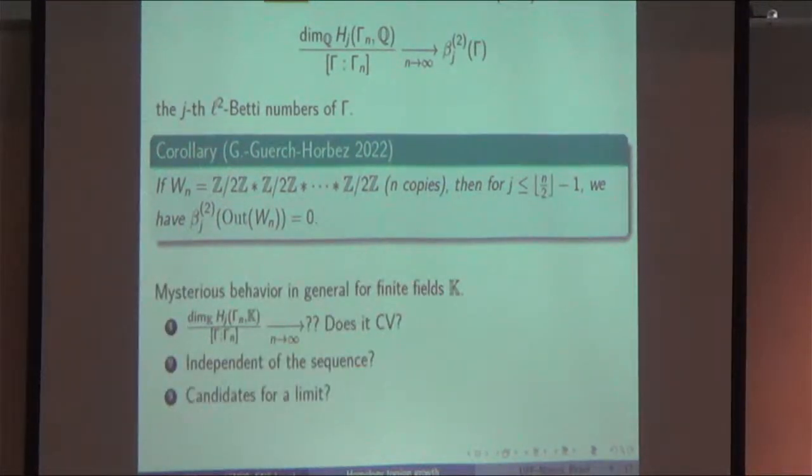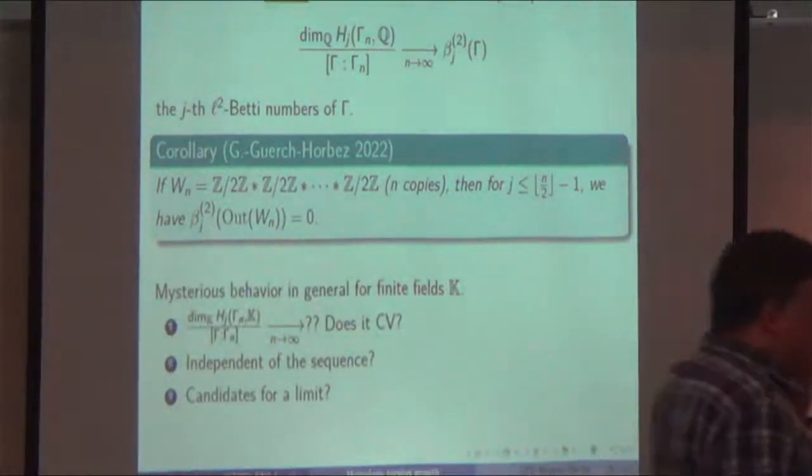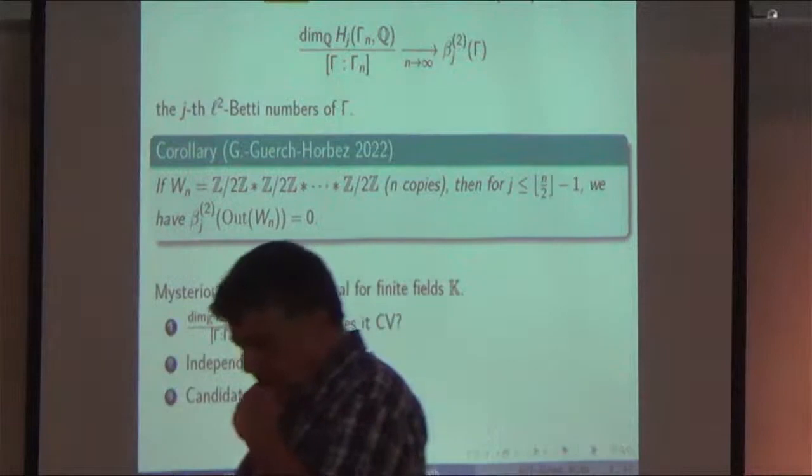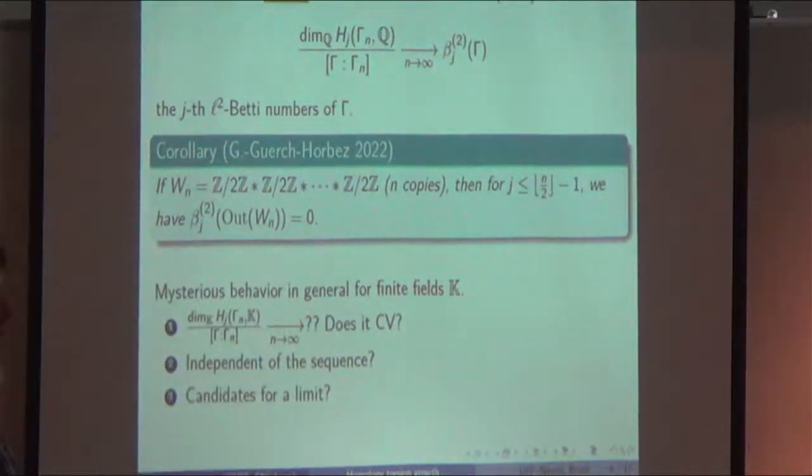So, in general, the behavior of these sequences is quite complicated and tricky to understand. It is not even obvious that it converges. It may converge; is it independent of the sequence, which is a kind of the same question. And in general, what can we say about the limit? Do we have a candidate? When the field is Q, yes, we have a candidate. For a finite field, it's really a big mystery for the moment.